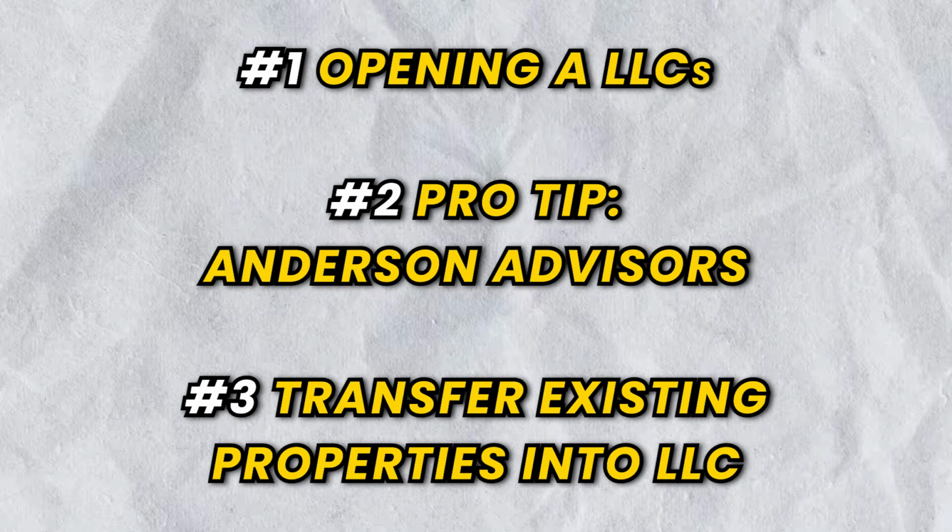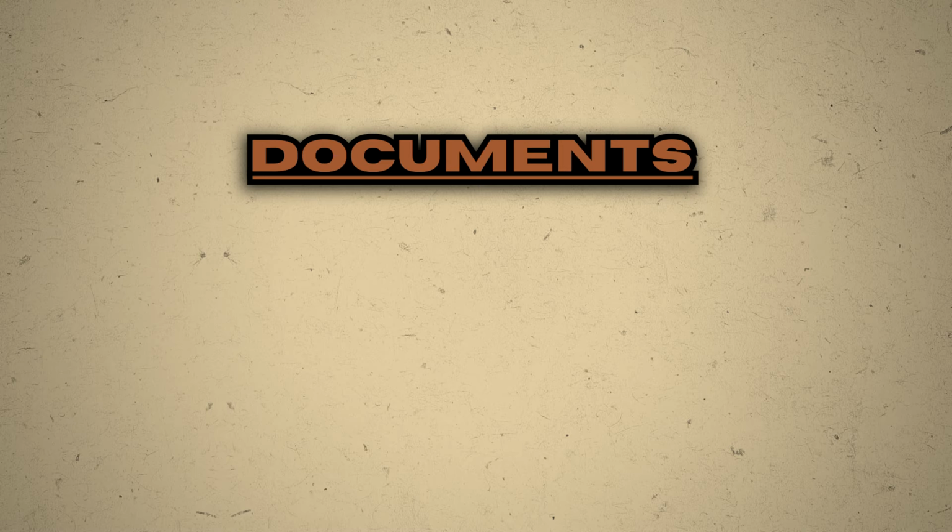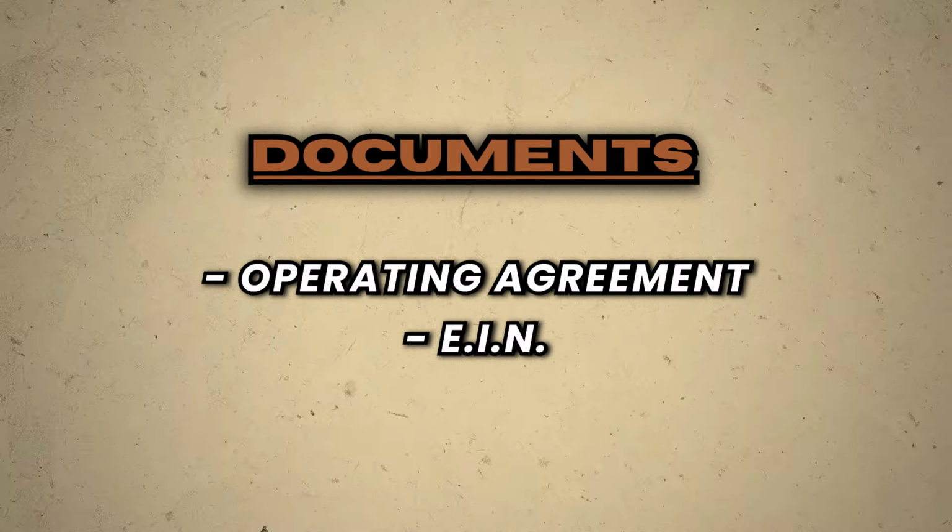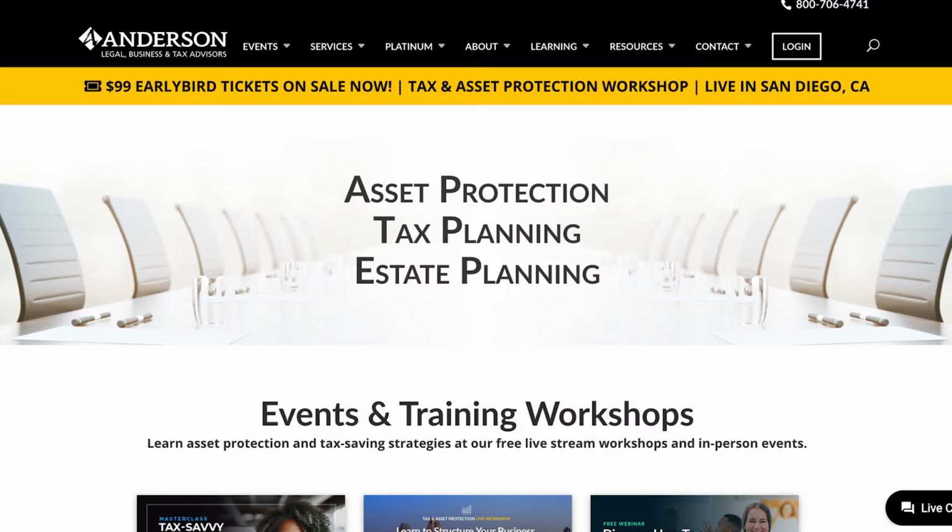So once you've created an entity, the next thing you need to do is transfer the properties into them. And to do this, all you have to do is call either your local title company or real estate attorney in that state where the property's in, and just tell them that you want to do a deed transfer and move the properties into the entities. They'll ask for your entity docs, like your operating agreement and your EIN, which is basically a social security number for businesses. And if you use a company like Anderson Advisors, they're going to give you all those documents, so you don't have to worry too much about that.